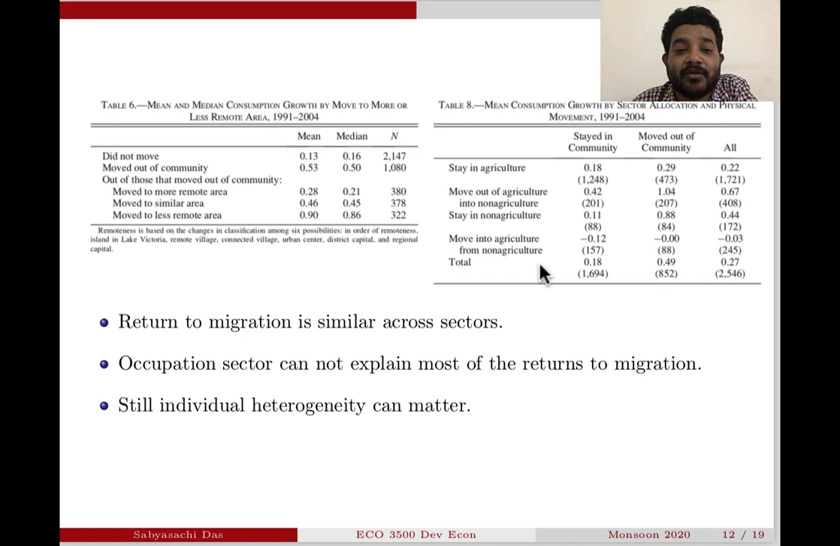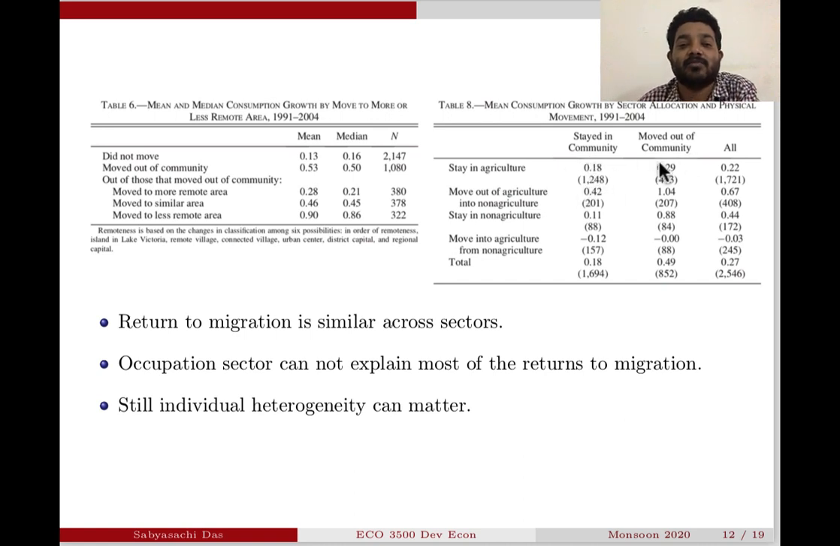And for the people who do the other way around, who move from non-agriculture to agriculture, their consumption growth is actually negative. And the movers don't experience any falling consumption. It's not clear why they would do that. There could be other circumstances forcing people to move out of non-agriculture into agriculture. Maybe there's some family accident, etc. But this is a relatively small sample. So these two are the main samples. In each of these samples, we find that even within sector, movement has returns.